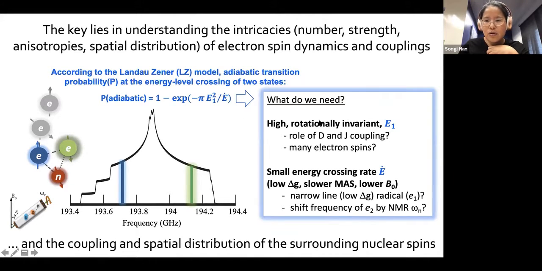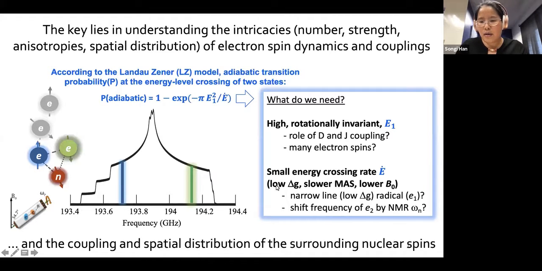Okay, so high perturbation can come in the form of some form of dipolar coupling and J coupling, and I'll be talking about that a little bit, as well as the number of electron spins coupled. To have low energy crossing rate, to have high adiabaticity, one can have that with a low g anisotropy, slow magic angle spinning, or lower B0, because that'll squeeze the energy. Of course, slow MAS and low B0 is not the solution we want.